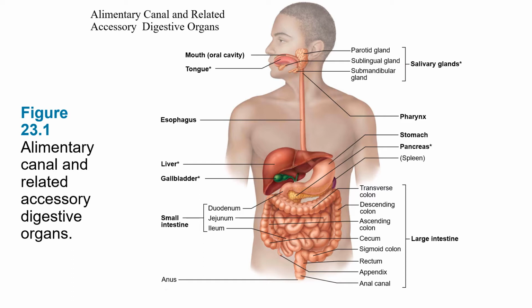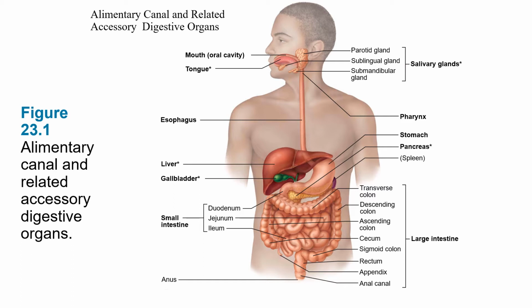The uvula will be pushed back up so that it blocks access to the nasal cavities. And the epiglottis will cover the glottis so that food cannot go down into the trachea. The bolus will flow through the esophagus. The esophagus is going to connect to the stomach.